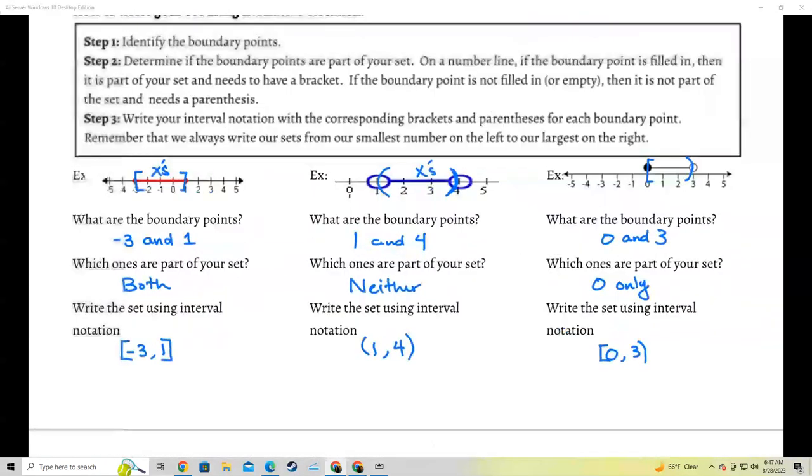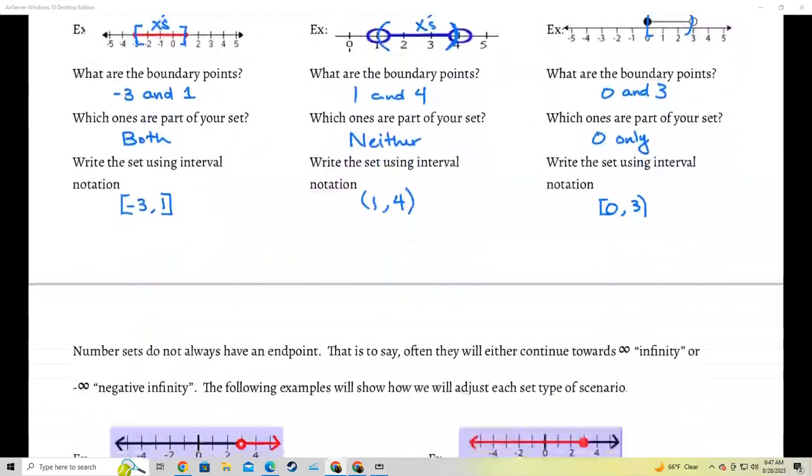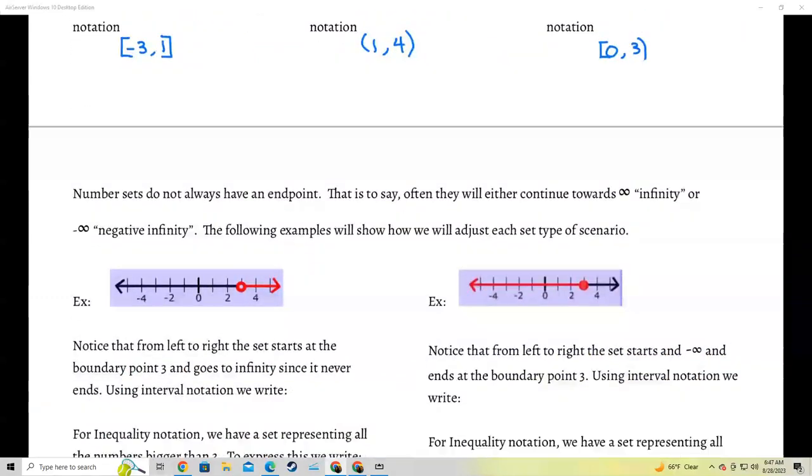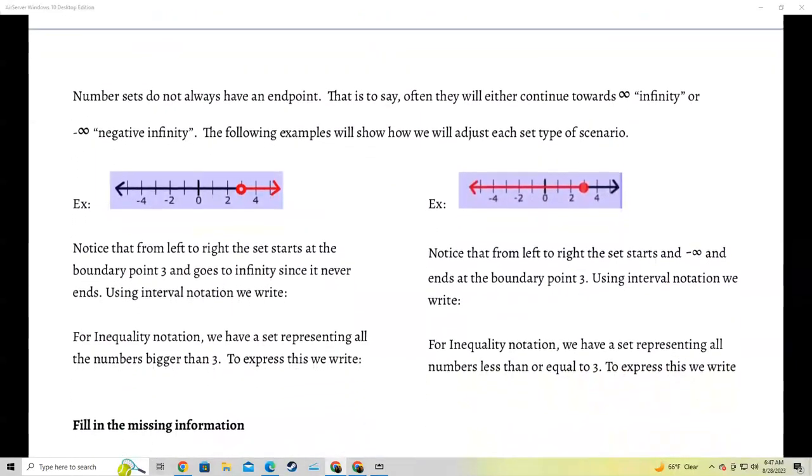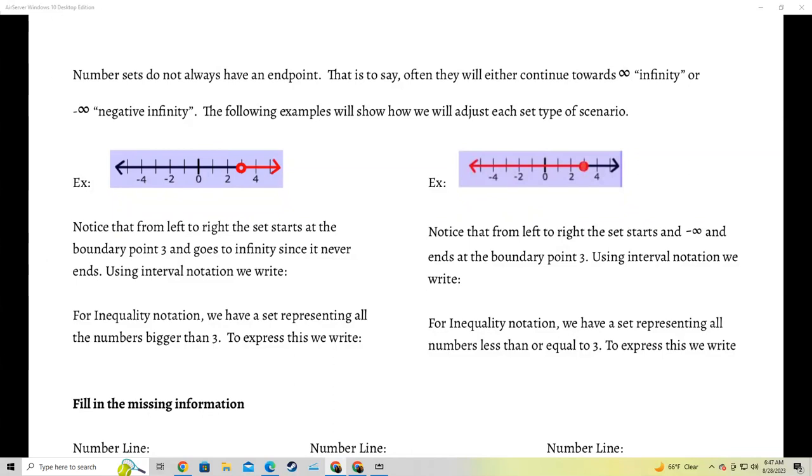All right, hopefully that made sense to you. And interval notation is not bad once you understand what it is, but there are a couple of little special circumstances, so let's go over those right now. Number sets do not always have an endpoint. That is to say, often they will either continue towards infinity if it goes all the way towards the right, or negative infinity if it goes all the way towards the left. The following examples will show how we will adjust for each type of scenario.